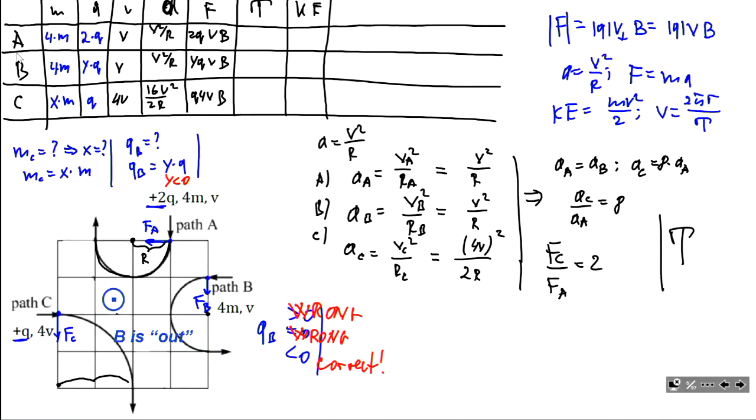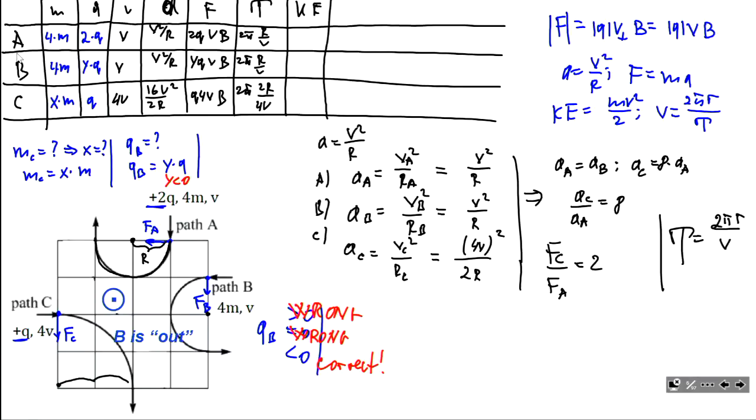For each particle, the period equals the ratio. So here it's 2 pi r over v. Here it's 2 pi, same r, over v. Period for A and B is the same. And here, where is it? C. 2 pi, 2r over 4v in terms of r's.